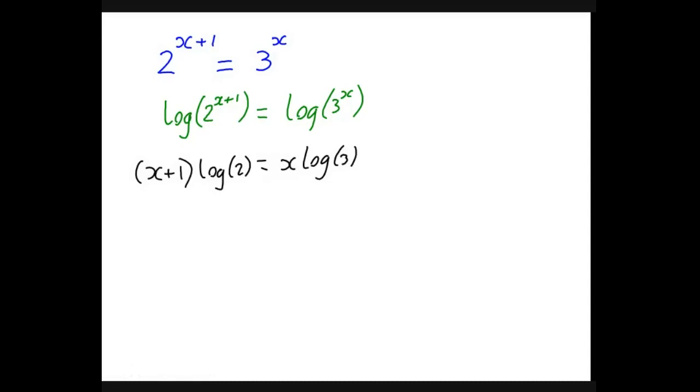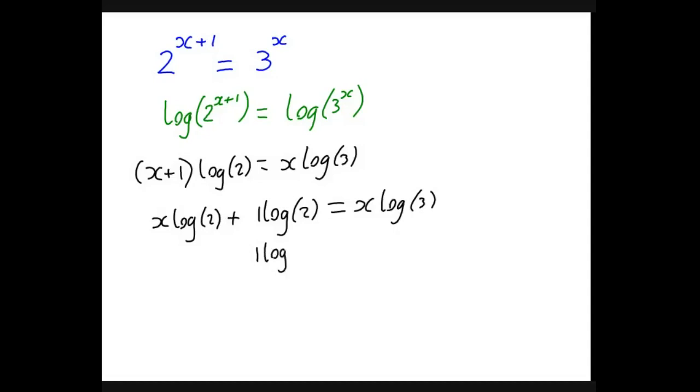Because now if we expand the left-hand side, this becomes x log 2 plus 1 log 2. I'm going to write 1 log 2 just because it makes it a bit easier maybe. Equals x log 3. And because I'm trying to solve for x, I want to get everything with x on one side and everything without an x on the other side. So I'm going to take it to the right-hand side. 1 log 2 equals x log 3 minus x log 2.